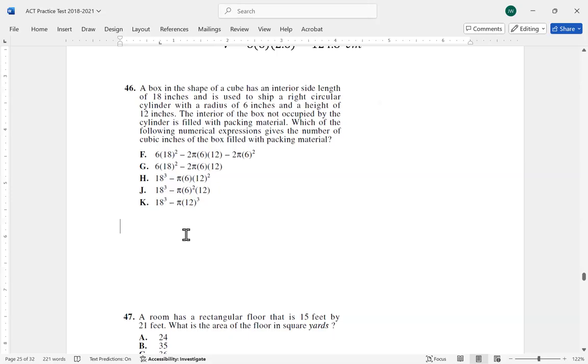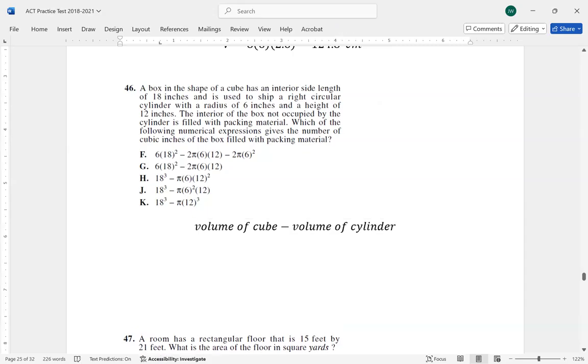So what we would need to do is to take the volume of a cube and subtract the volume of a cylinder. And that's what we're going to do. So the volume of a cube is the side length times the side length times the side length. The volume of a cylinder is going to be the area of the circle on the base of the cylinder, which is pi times the radius squared, times the height of the cylinder.